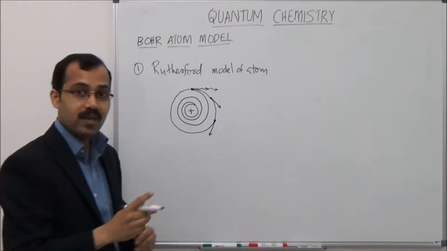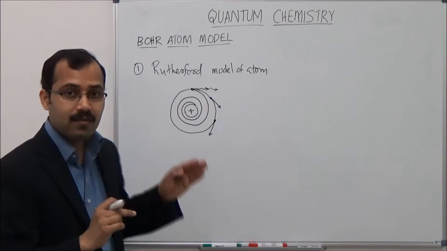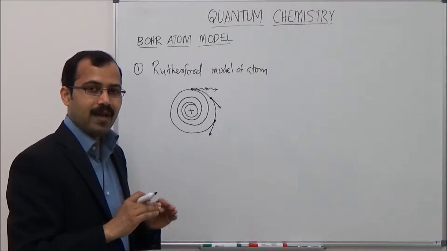So the Rutherford model was not able to explain a stable model of atom. And it was the first task before Niels Bohr to introduce an atom model which is stable.